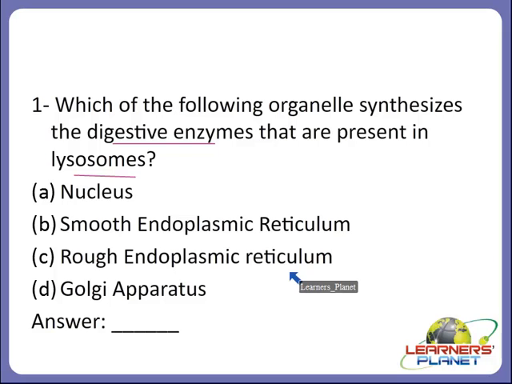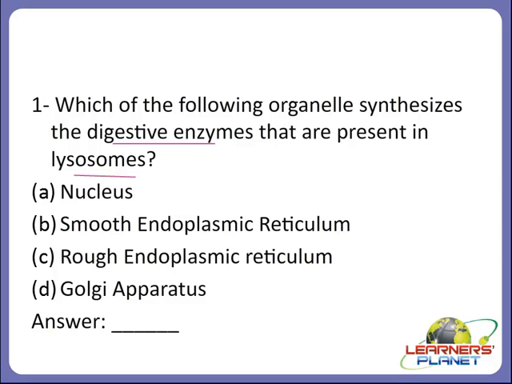Now next comes the rough endoplasmic reticulum. So rough endoplasmic reticulum is directly involved in protein synthesis. Why is it rough in nature? Because it has attached ribosomes. Ribosomes will take on the mRNA, or we can say a ribonucleic acid, and together they are going to synthesize the protein, right? So the synthesis of these enzymes will definitely take place in the rough endoplasmic reticulum.